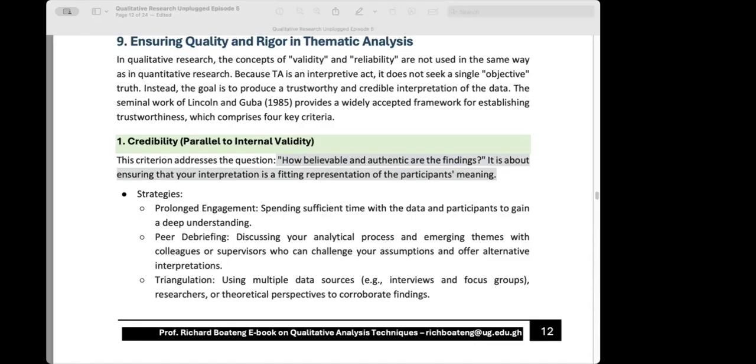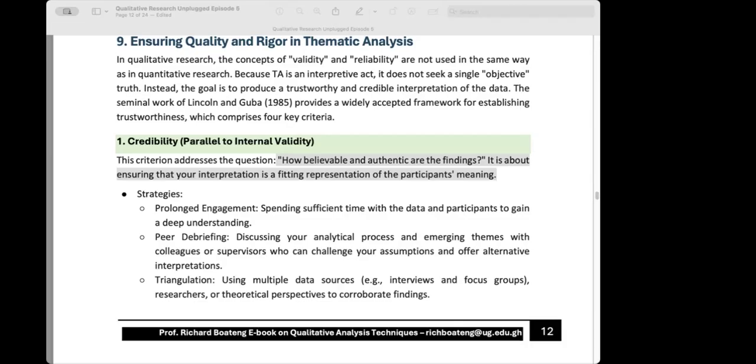Several strategies enhance credibility. Prolonged engagement. This means spending sufficient extended time immersed in the research context with the data, and where appropriate, with your participants to gain a deep and nuanced understanding. This helps prevent superficial interpretations that might arise from just a quick, shallow dive. It allows you to build rapport, if interacting with participants, overcome potential initial deceptions or guardedness, and test out your emerging hunches as you become more familiar with the setting and the people. Peer debriefing.